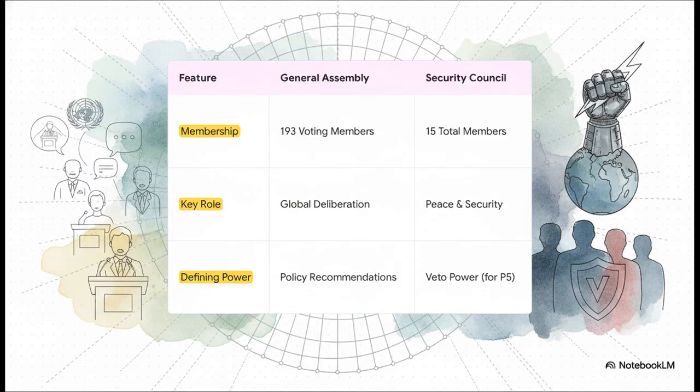So let's just quickly recap the difference to make it super clear. The General Assembly is where the world talks. It's the big forum for global discussion. The Security Council, on the other hand, is where the world is supposed to act, and its power is super concentrated, all defined by that unique veto power that only the P5 have.